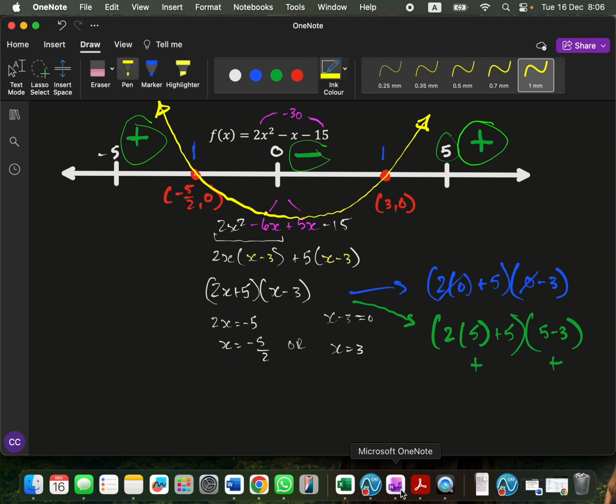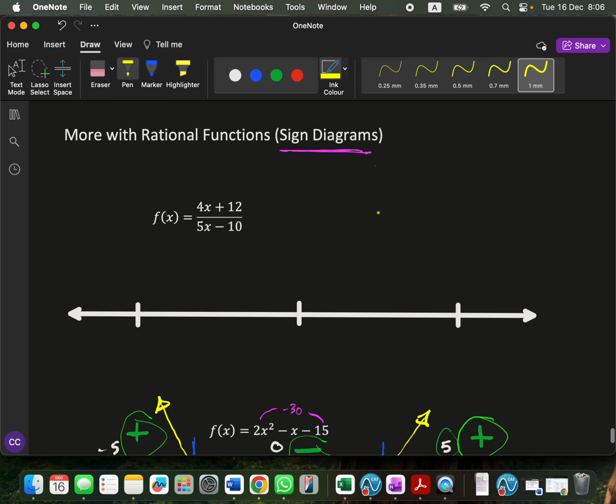And what gets interesting with this is when we get higher degree polynomials, when we get a cubic or a quartic. We can do the exact same thing with a rational function. Now, the one thing about a rational function that a sign diagram doesn't capture is it's not going to see our horizontal asymptote. Now we can find that pretty easy. It's just going to be 4/5, right? Because I just look here. And so I would have a horizontal asymptote at 4/5.